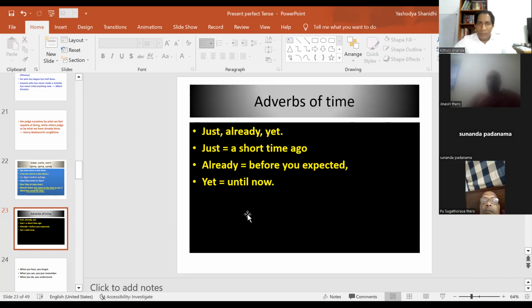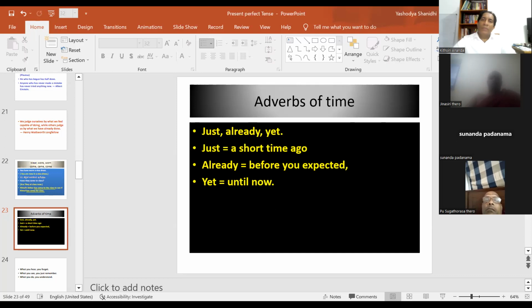So now we can talk about these adverbs that I just introduced, but I don't think that we have to move on to the other part of the lesson, where we can improve our vocabulary related to Buddhist teaching. Just, already, yet, these are adverbs of time. An adverb of time gives us an idea regarding the time of the action happening. We basically use an adverb of time before the main verb. The placement is also very important.